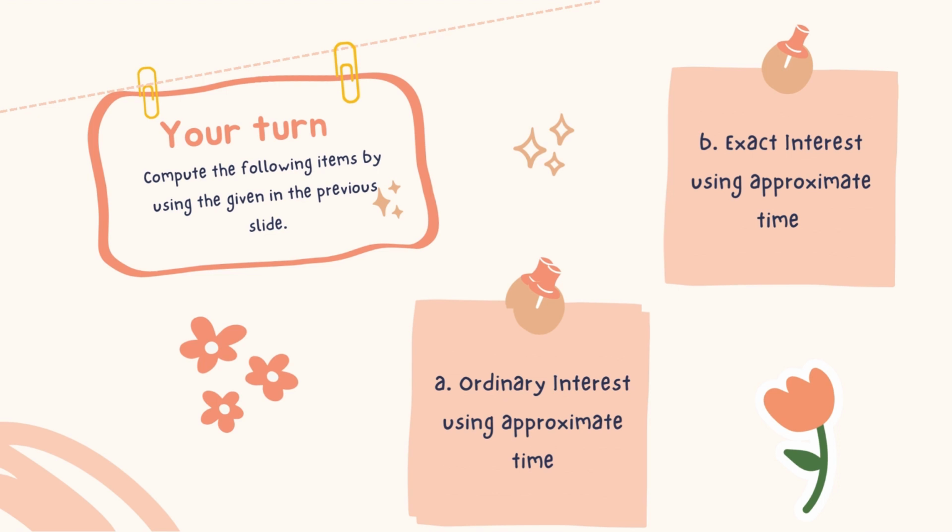Okay, so now it's your turn. So, you have to compute the following items by using the given katong previous slide. So, you can go back and then screenshot para ma-compute ninyo ang A, ordinary interest using approximate time. And letter B, exact interest using approximate time. Okay? So, ang kalahian lang nila kinds sa interest. So, write it down on a sheet of paper and then pass it lang on the next nga meeting schedule.